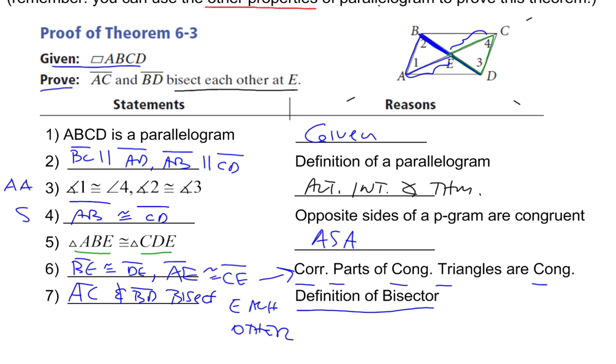So this is the fourth and final proof for the fourth and final property of a parallelogram. This needs to be in your notes. Put your player on pause. Please make sure you take these down. They are important.